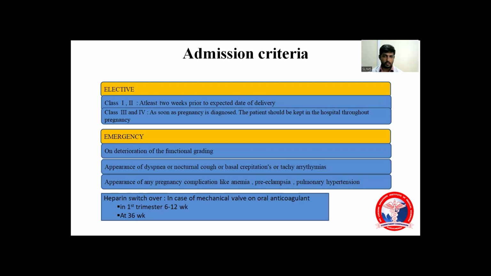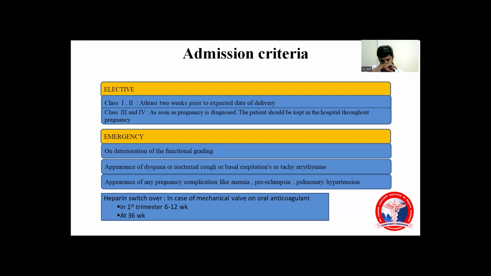And when a patient comes in an emergency, we need to assess for deterioration of the functional class and whether there is appearance of dyspnea or nocturnal cough or arrhythmias, and appearance of any pregnancy complication like anemia, preeclampsia, and pulmonary hypertension. It is very important to admit a patient with heart disease who comes with complaints of dyspnea or cough or any associated anemia, preeclampsia, or pulmonary hypertension, because all of this will push the patient to failure.